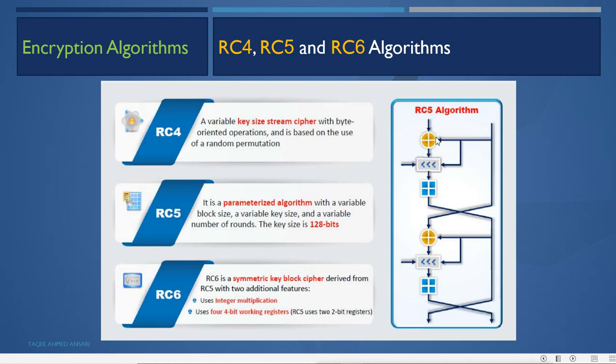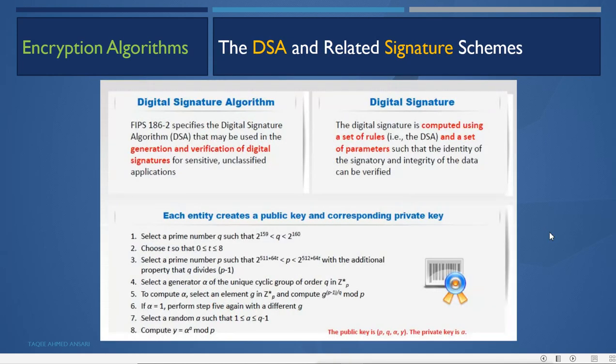Then we have DSA and related signature scheme. Now DSA means digital signature algorithm, and DS, that is digital signature. Now DSA is FIPS 186-2 specific, the digital signature algorithm. That may be used in generation and verification of digital signature for sensitive unclassified applications.